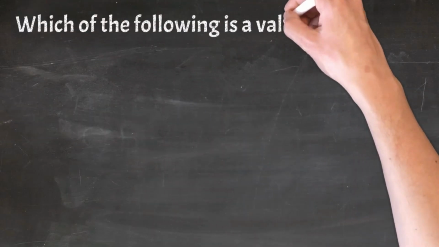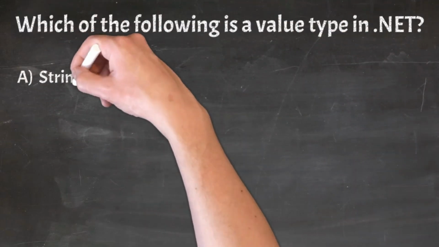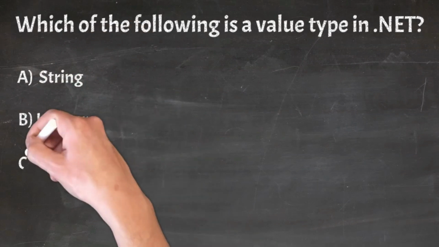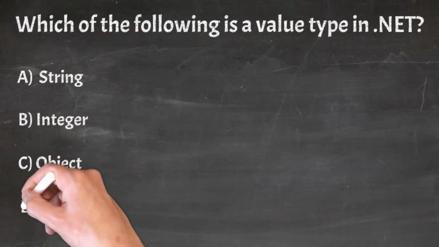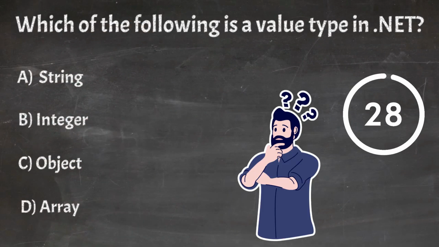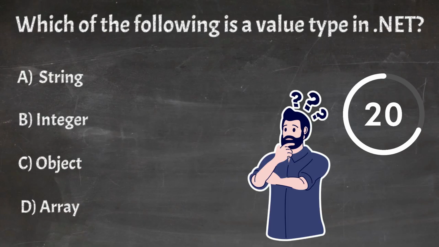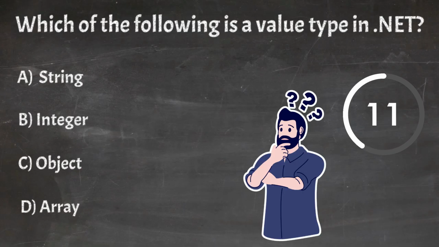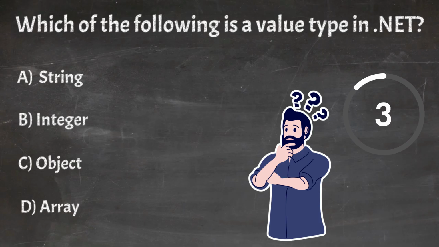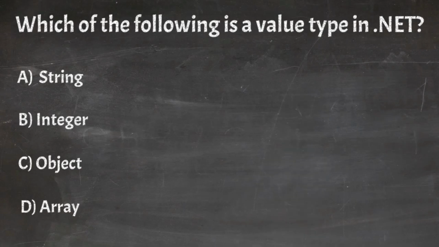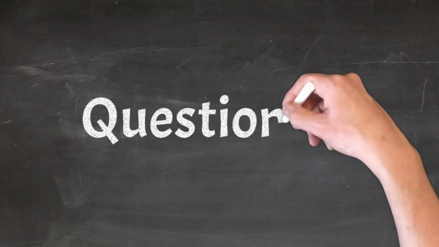Question 20. Which of the following is a value type in .NET? A. String. B. Integer. C. Object. D. Array. Correct answer B. Integer. Question 21.